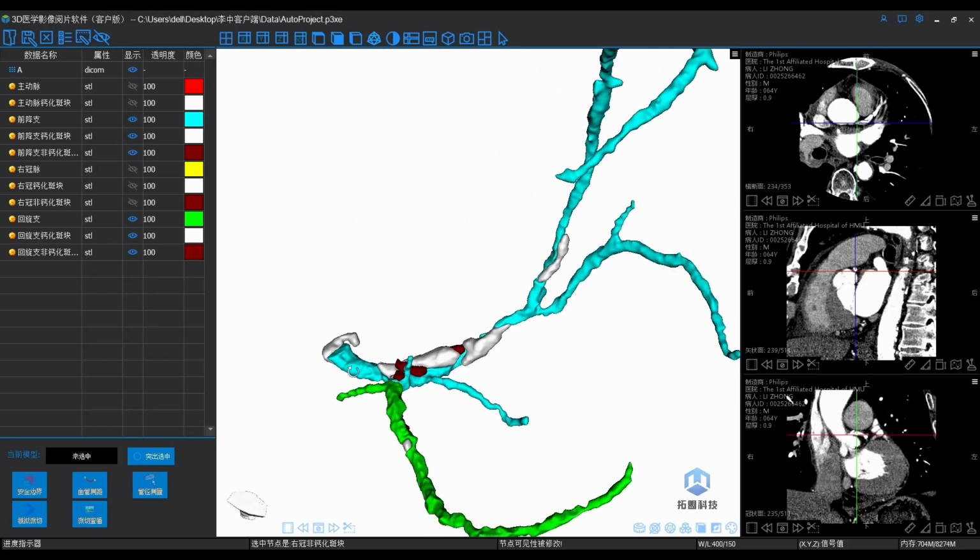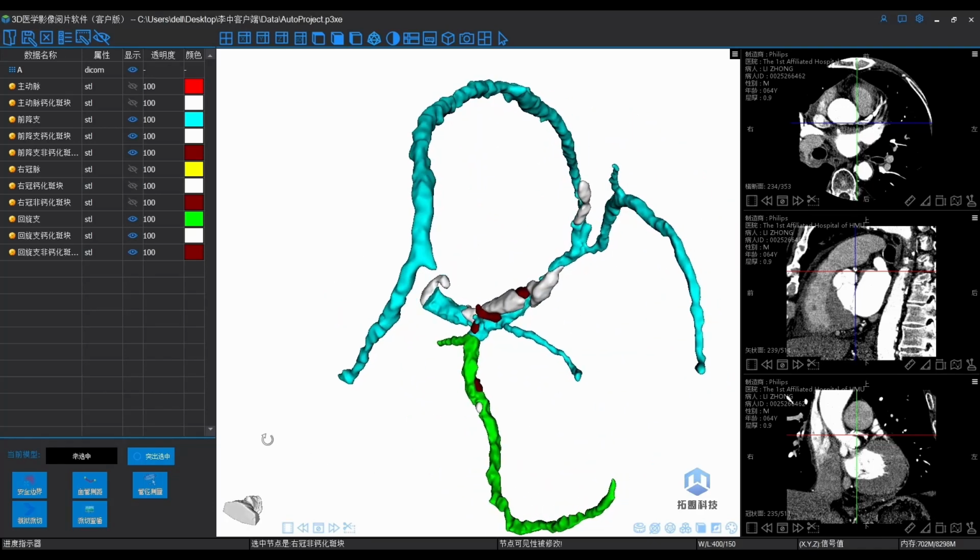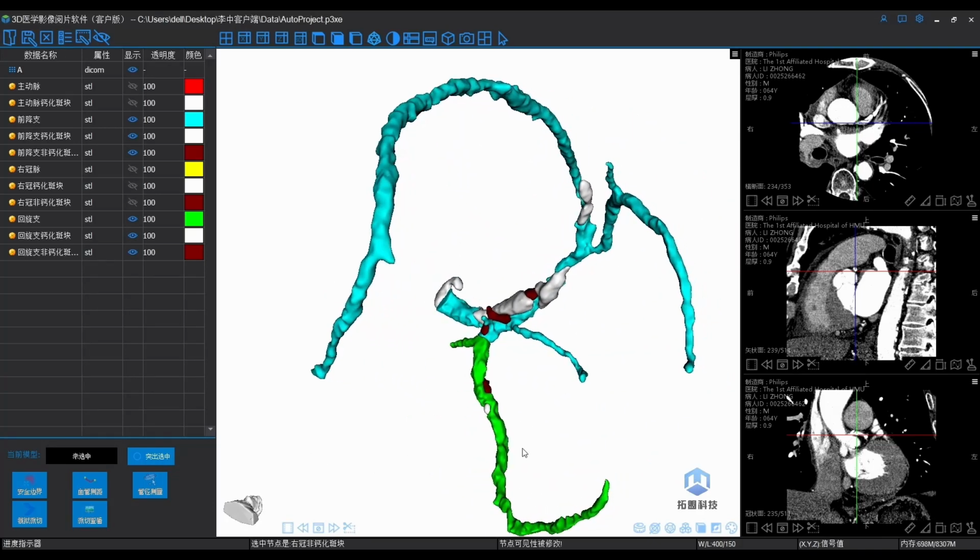and we can see just at the diagonal bifurcation, no severe calcification. But go a little bit further, there is a calcified lesion. So we could delete the brown one, the brown soft tissue, please. Okay, we can see the distribution.